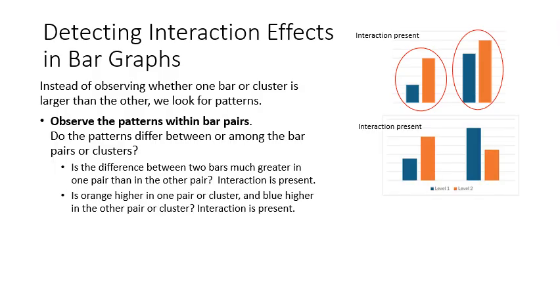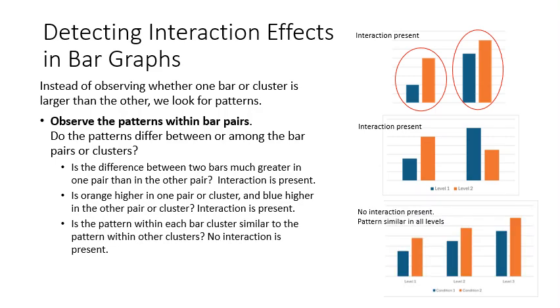So another example is the orange higher in one pair and the blue higher in the other pair. That's what we have going on here. And that also suggests that an interaction is present. This is an opposite pattern. Or is the pattern within each bar cluster similar to the pattern in other clusters? And that would mean no interaction is present.